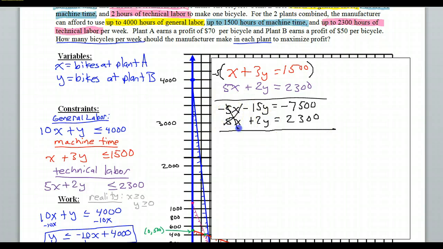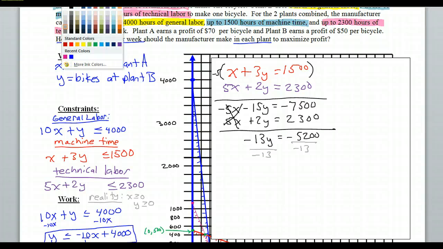If I put these together, these are going to cancel out. So that's going to give me negative 13y is equal to, and if I do negative 7,500 plus 2,300, that's going to give me negative 5,200. So if I turn around and divide by negative 13 on both sides, let's see what I get.